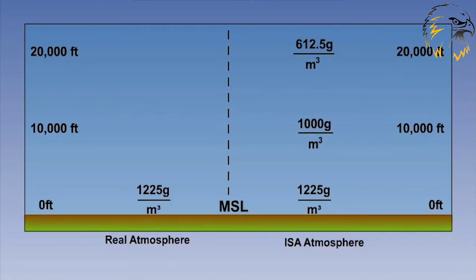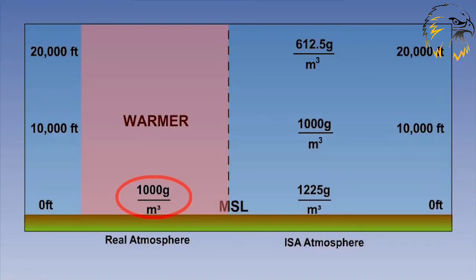Let's say we're at sea level, and the atmosphere happens to be exactly the same as standard. The density at sea level in the real atmosphere will therefore correspond exactly to that found at 0 feet in ISA. However, now let's increase the temperature of our location at sea level. We now know that the density will be less.